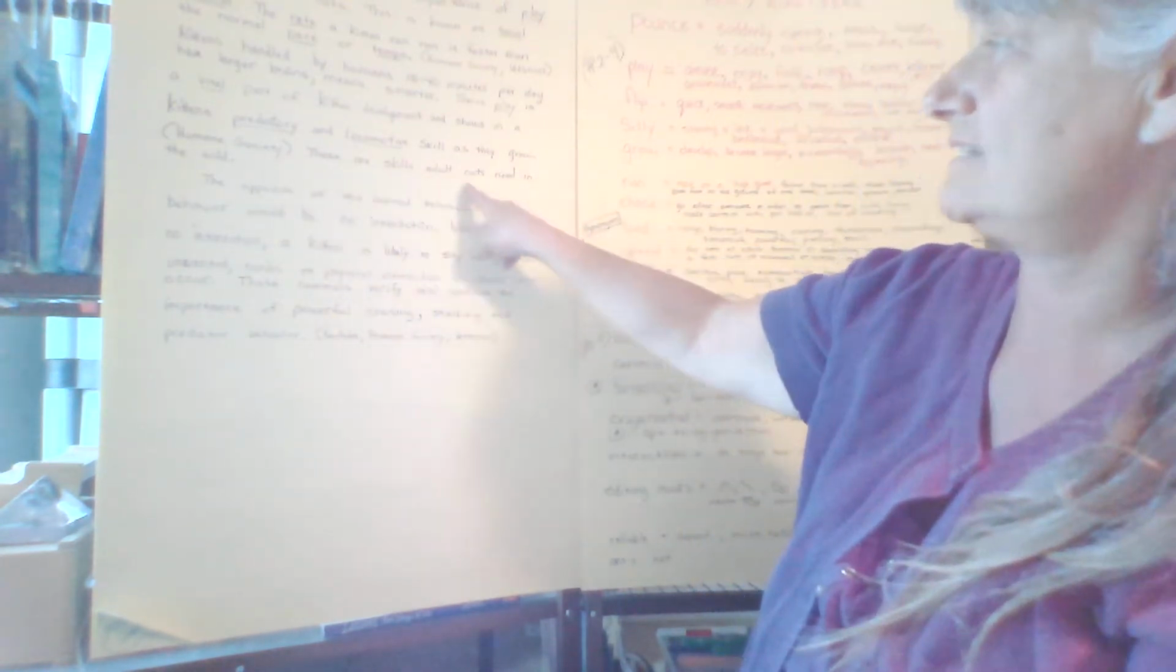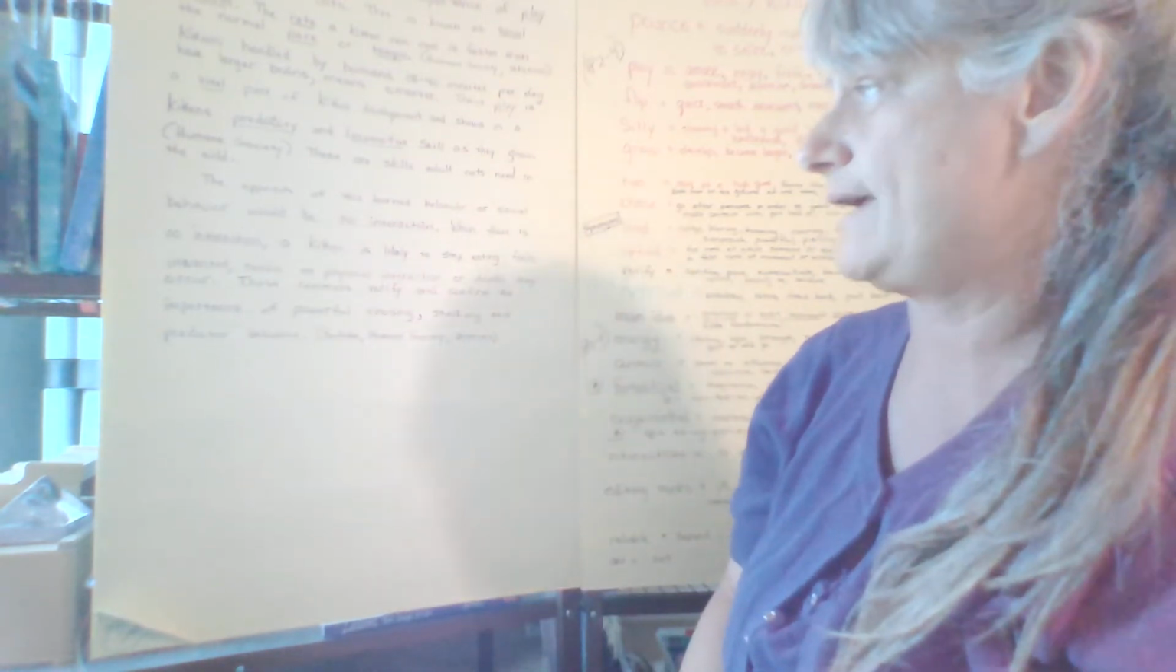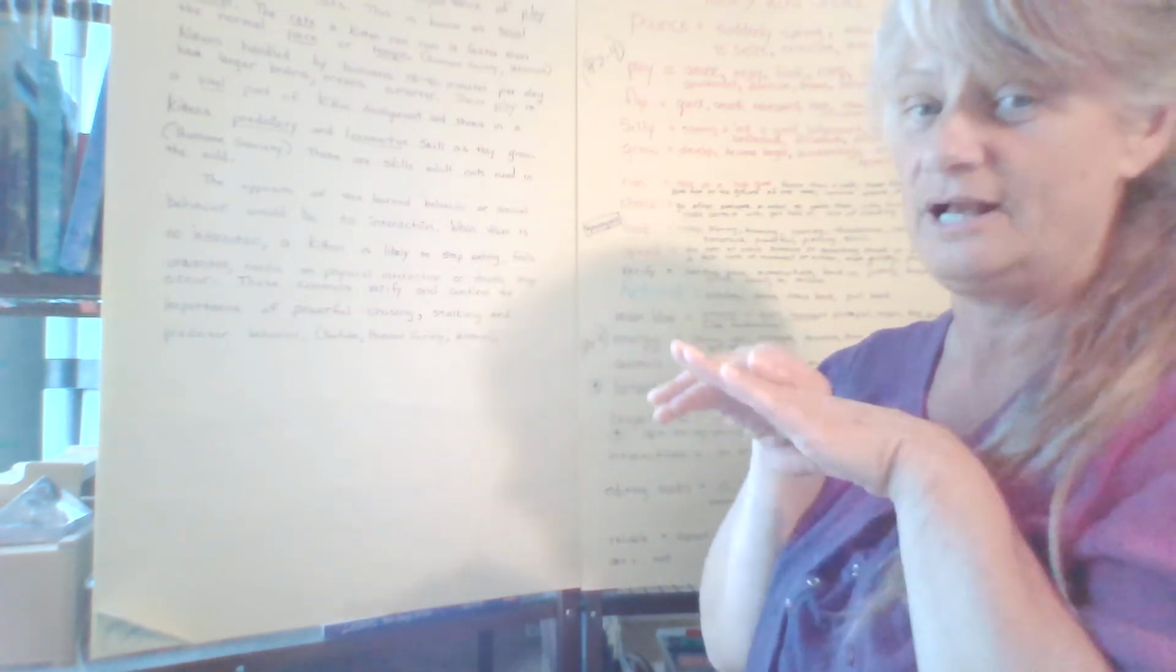So since play is a vital part of a kitten's development and shows in a kitten's predatory and locomotive skill as they grow. Okay, Humane Society have that information. These are skills adult cats need in the wild. Okay, so we had that in the paragraph before. The opposite of this learned behavior or social behavior would be no interaction at all. When there is no interaction, a kitten is likely to stop eating, feels unwanted, needs physical interaction, or death may occur. So that sounds very formal and very professional, and it's not hey or you or anything else. We're very formal on this level.